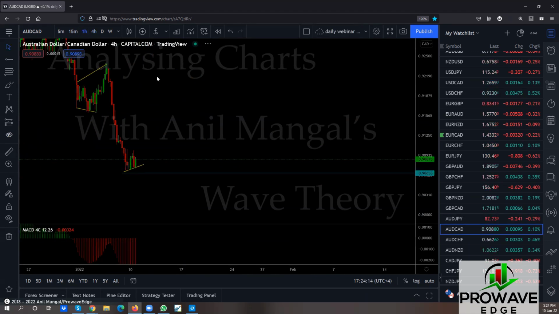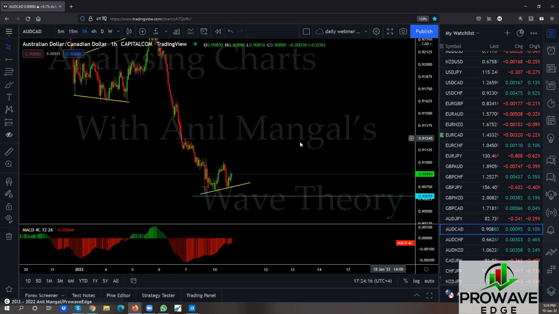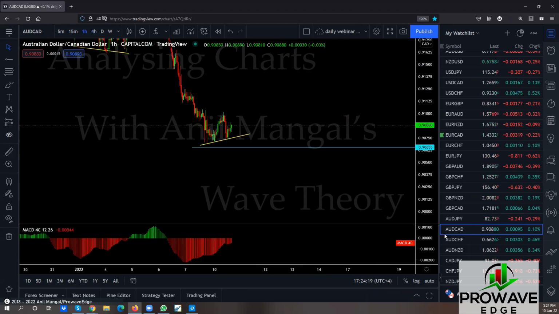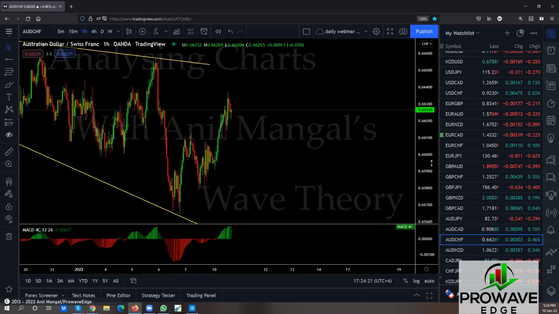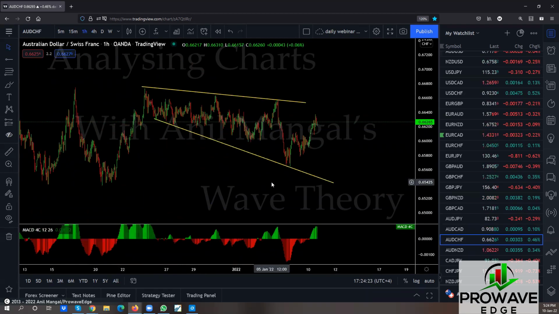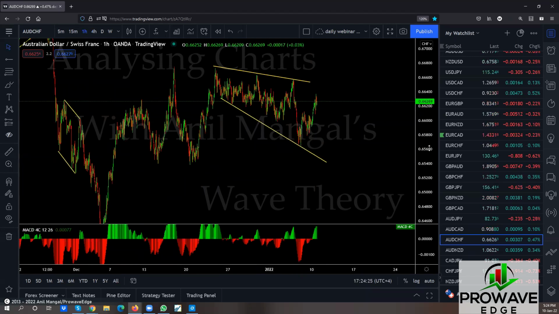Put it back on the 1 hour. We're getting a pattern there already. So if it gets bigger, we'll try to sell from the top. Aussie Swiss: upside. Not big upside, but upside.